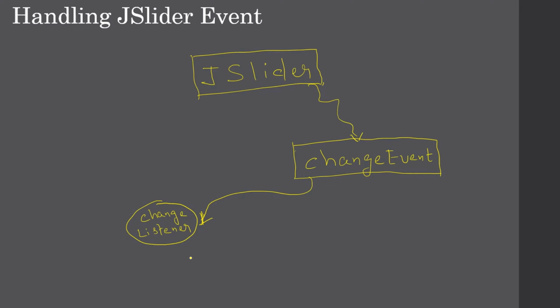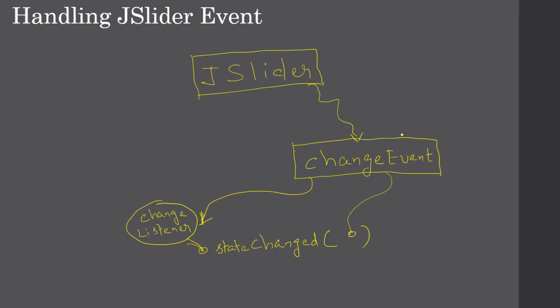So the actual method name here is that the change listener will force you to implement the stateChanged method, and this stateChanged method will receive this change event. So from this change event, you can get the source of the JSlider and you can query what is the value at present.